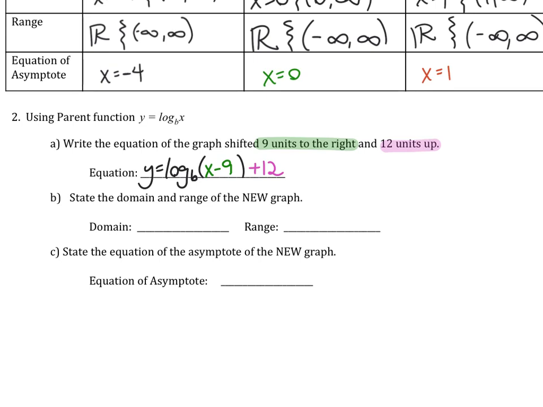State the domain and range of the new graph. So looking at this, my domain, this is putting a limitation on it, 9, so I know I'm starting at 9, and I'm going all the way to infinity. My range is still going to be all real numbers. State the equation of the asymptote of the new graph. Well, I know it's where I start with my domain, so that's x equals 9.